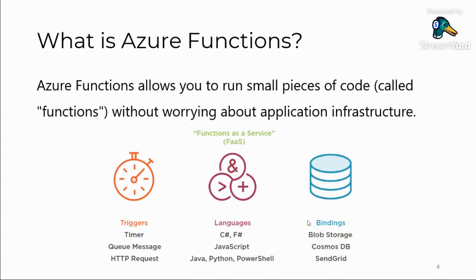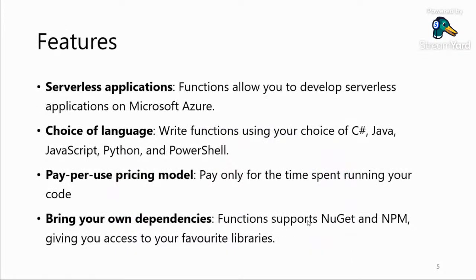It supports different languages: Python, Java, C Sharp, JavaScript, PowerShell and F Sharp. Also, Azure Functions can connect with other Azure services such as Blob Storage, Cosmos DB, and SendGrid. That is what we call a binding. So we can integrate with Blob Storage, Cosmos DB, and SendGrid. These are the features of serverless applications.